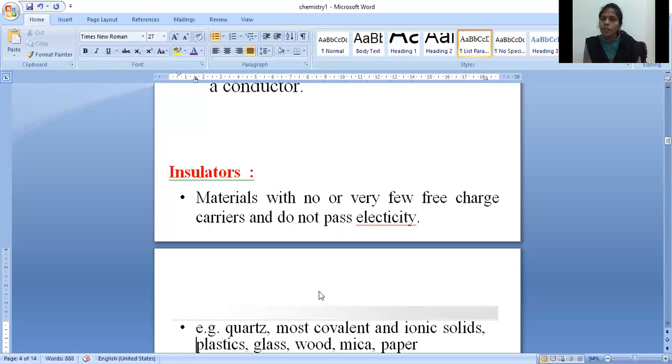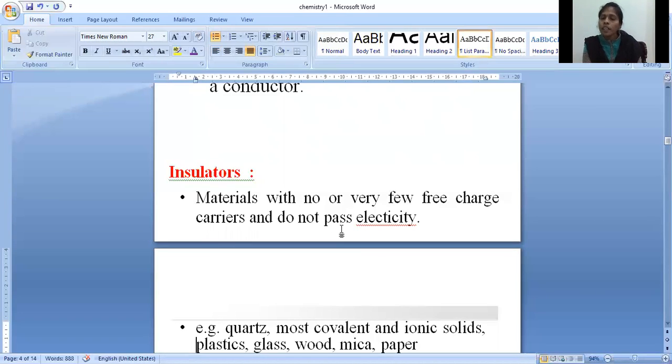Non-conductors are the opposite of conductors. We know what is meant by conductors. Conductors are substances or materials which are able to pass electricity. So what is a non-conductor? A non-conductor is the opposite of a conductor, which is not able to pass electricity. These are materials with no or very few free charge carriers, and they do not pass electricity.